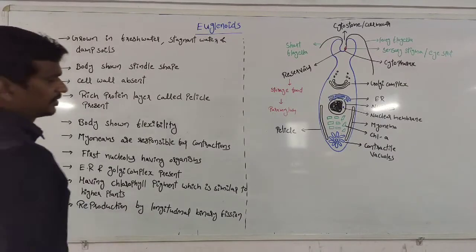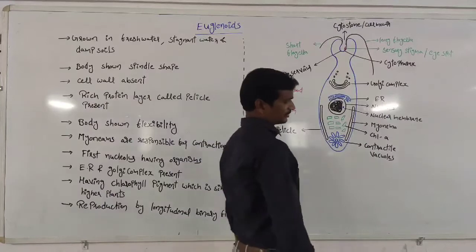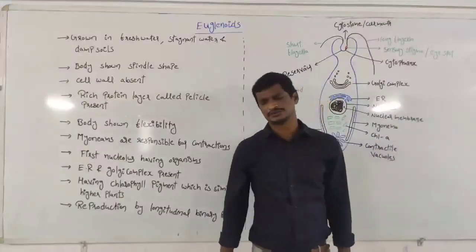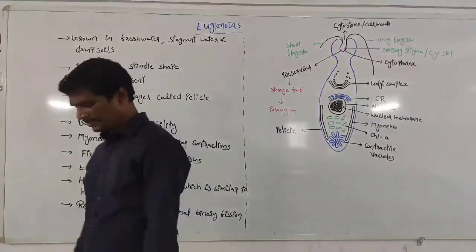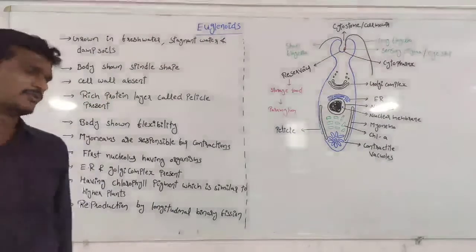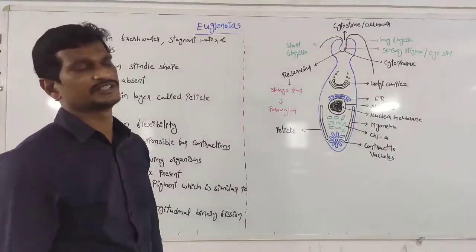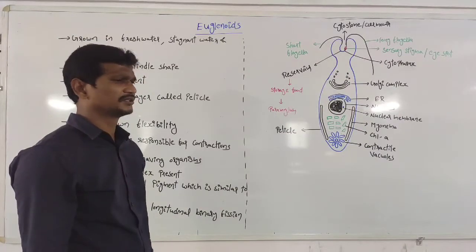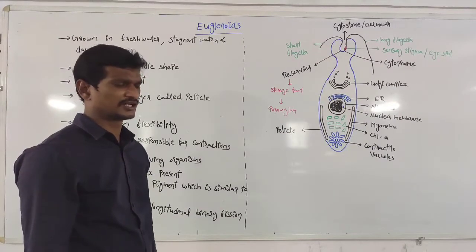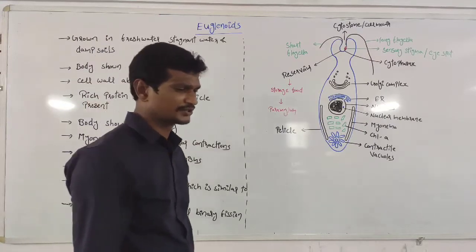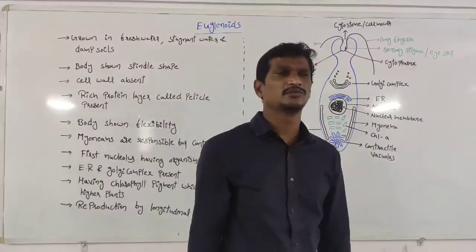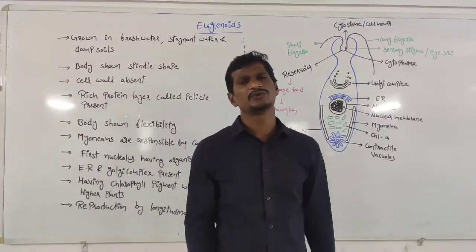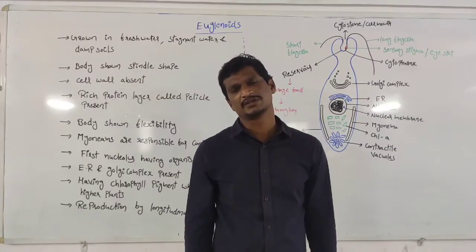Hi students, coming to the next topic, the Euglenoids. In the last class we discussed the dinoflagellates, and before that the chrysophytes. In today's class, this is the third subtype of the protistan organisms, called Euglenoids, and most of us know about Euglena.